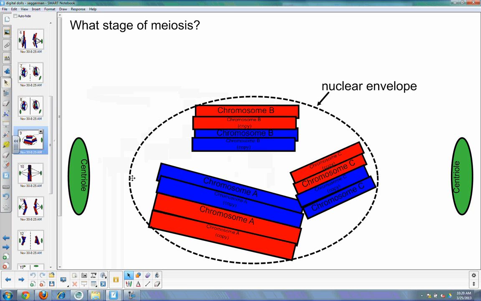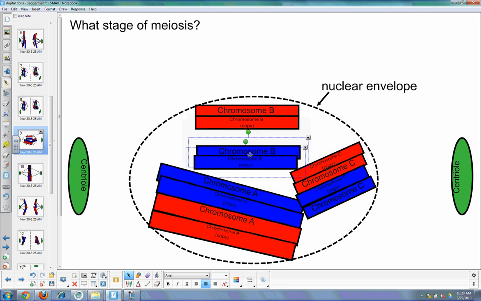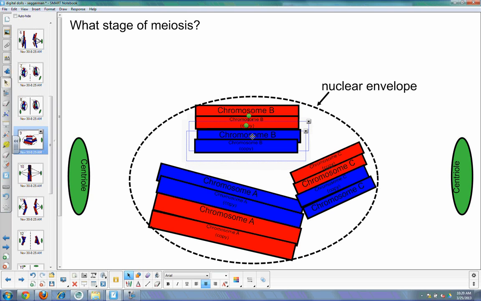Okay, so this group of four is a tetrad. There's a tetrad. There's a tetrad. These two blue, they're sister chromatids. These two red are sister chromatids. The blues and the reds together make up homologous chromosomes, okay, because they're the same type.